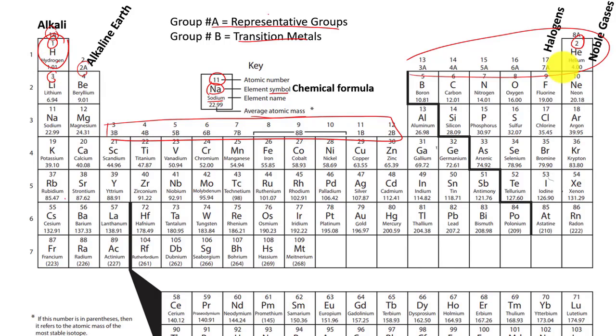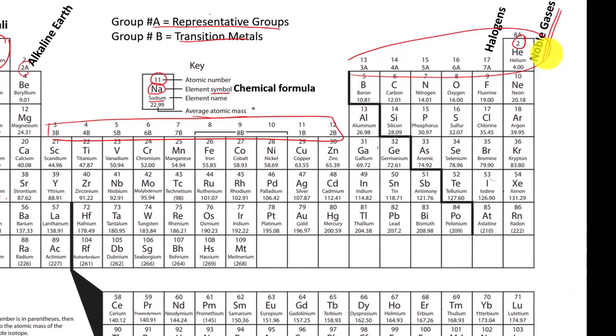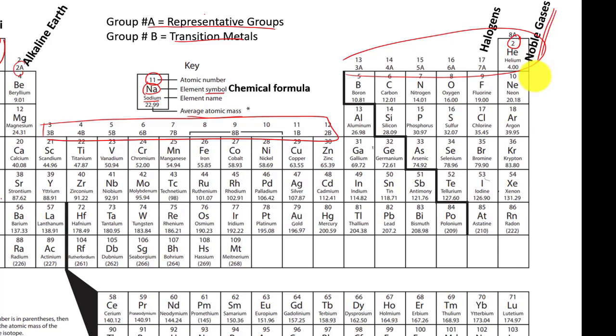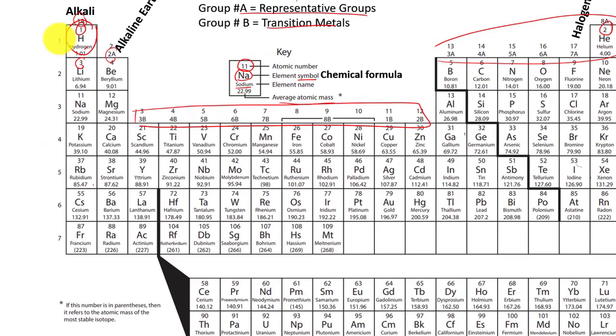And lastly, we have the noble gases, which are the most important group of all, because this is the only group that is considered to be inert or stable. And we will talk more about this later. But this is the structure in terms of groups for all the elements on the periodic table. The one main thing that you need to remember is that all the elements in a group share very similar chemical properties.